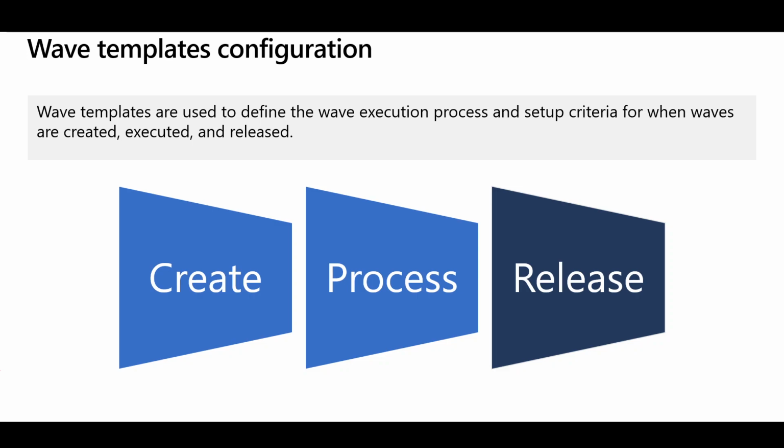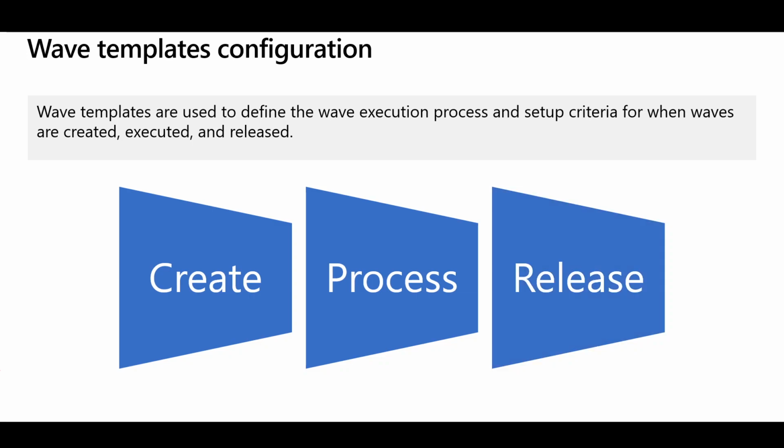Then you can determine when the wave will be processed, so the picking works will be generated. This process could be manual, and in that case, the process step will be manually triggered by the warehouse management team. This process could also be automatic using different options, like automatically processing the wave every time the release to warehouse process is performed, or based on a threshold, like the number of shipments, or periodically based on recurrence time.